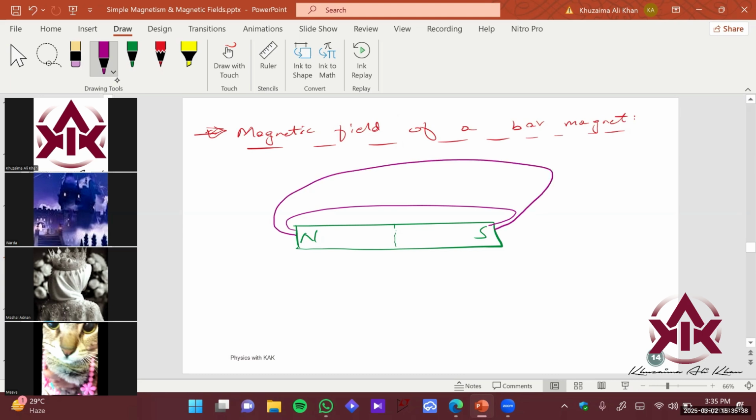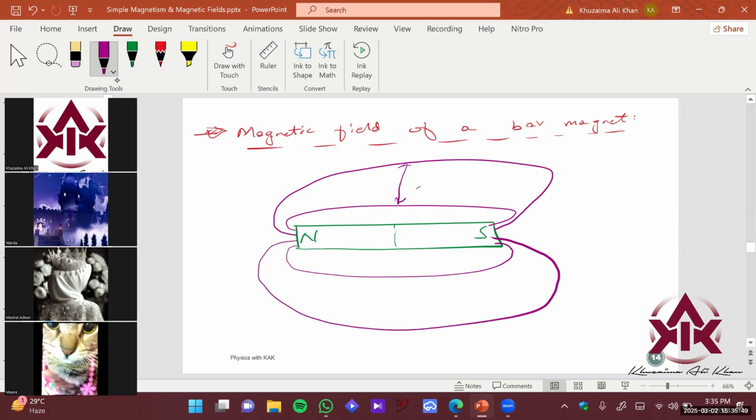Okay, and the second one should be from the bottom. And you should have another one which should have increasing space here, right? So the distance between these two should be increasing. That's how you plot the magnetic field lines. And then you want to plot more lines like this.